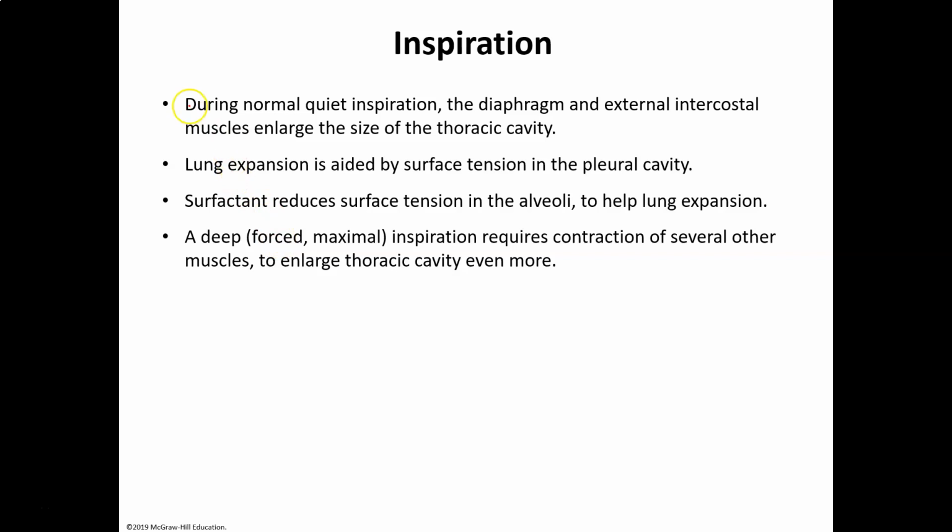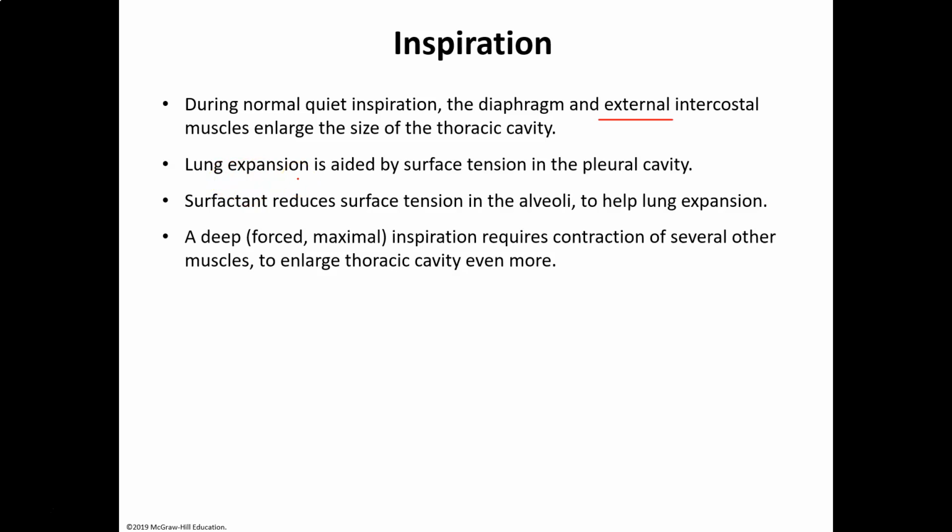So, here's inspiration. We've already talked all about these points. Right, so during normal, quiet inspiration, the diaphragm and external intercostal muscles have more to do with inspiration. You'll see the internal intercostals have more to do with expiration. But here they are. Normal, quiet inspiration, the diaphragm and external intercostal muscles enlarge the size of the thoracic cavity. All right, it gets bigger, more volume, less pressure. Lung expansion is aided by surface tension in the pleural cavity. Right, I just told you that.